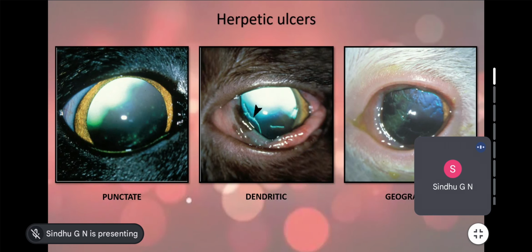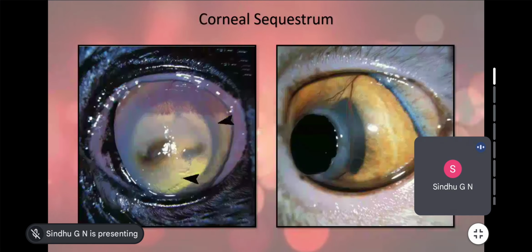And herpetic ulcers, as we saw in the first slides, are caused by herpes virus infection in cats. In the early stages, they can be punctate. Then the virus transmission between the cells forms a dendritic form. Then the dendritic forms coalesce to form a geographic pattern. So these are the different stages of herpetic ulcers.